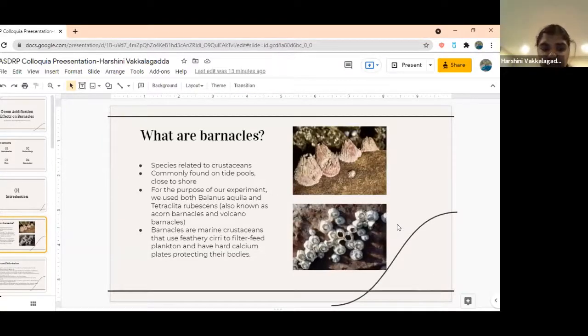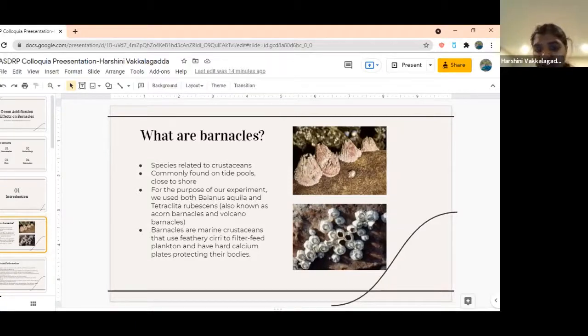So what are barnacles? Barnacles are species that are related to crustaceans, and they are commonly found on tide pools and close to shore. For the purpose of our experiment, we chose to use local barnacle species, and we used both Balanus aquila, known as acorn barnacles, and Tetraclita rubescens, which are known as volcano barnacles.